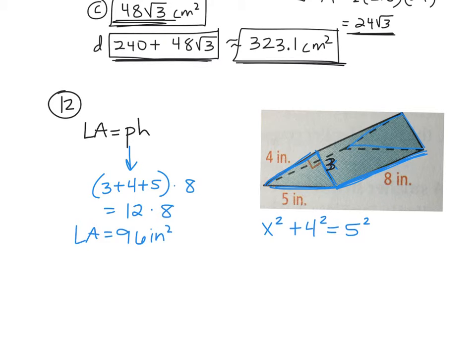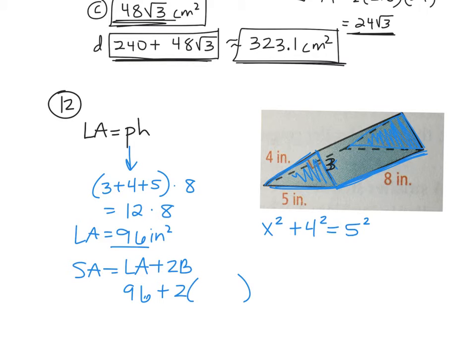Okay, but we want surface area. Surface area is your lateral area plus 2 times the area of your base. So it's going to be 96, right? That was our lateral area, plus 2. And then we need to figure out the area of our base. And our base is a triangle, right? This is a base, or this is a base.